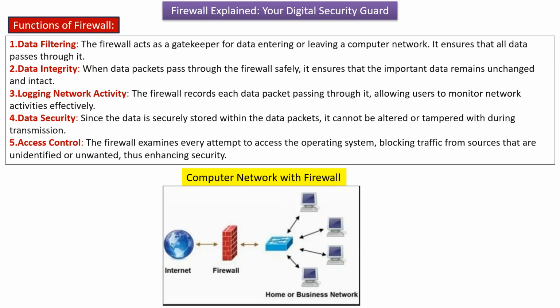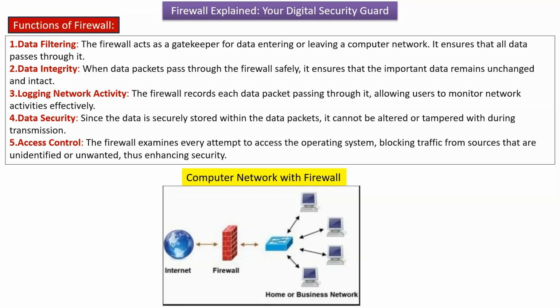Now we will see functions of firewall. The first one is data filtering. The firewall acts as a gatekeeper for data entering the computer network or leaving the computer network. Firewall ensures that all the data passes through it. The second one is data integrity. When a data packet passes through the firewall safely, it ensures that the important data remains unchanged and intact.